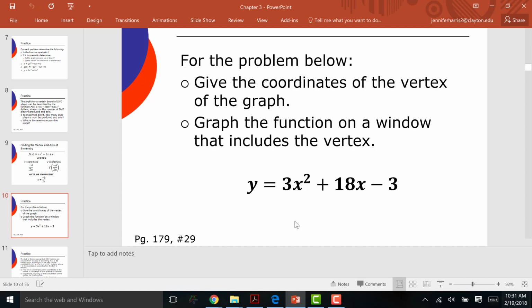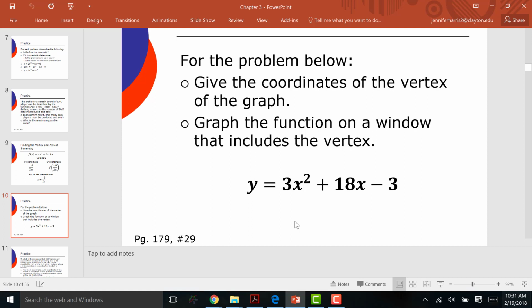Let me know when you get it typed in. I want to know what the vertex is. Well, first of all, let me ask you a question. Is this going to open up or open down? Open up. It's going to open up. So I want that minimum point, since it opens up.